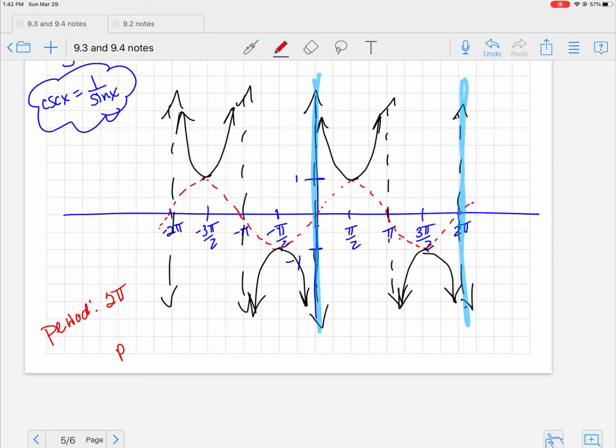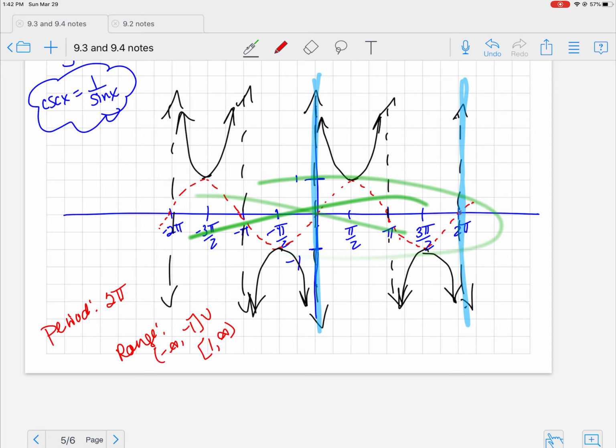All right. So then let's come up with all of this information. The period of cosecant is still 2 pi. Good. Now, what about the range? Negative 1 to 1. Yep, or outside of that, right? So from negative infinity to -1, union from 1 to infinity, because again, this middle part is out, so I'm not worried about that.